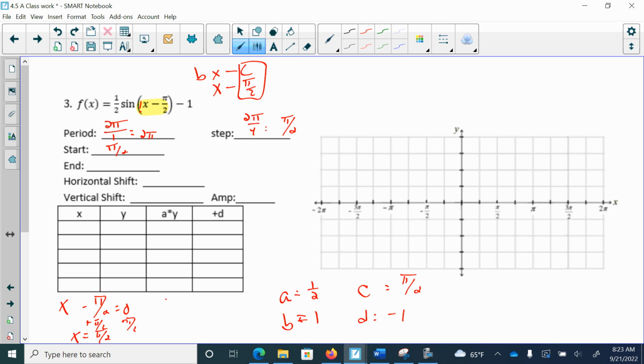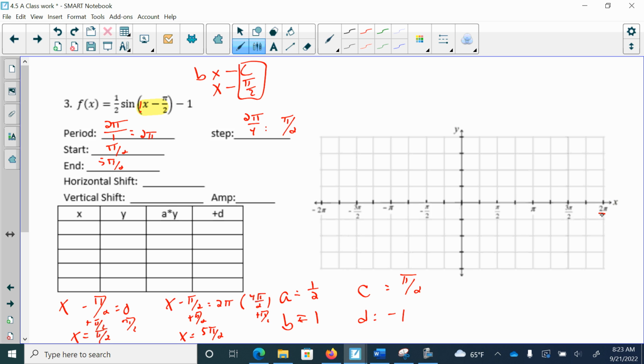To find my end, I take that x minus pi over 2 and I set that equal to 2 pi. But remember that 2 pi is 4 pi over 2, so I have that common denominator. Add pi over 2, add pi over 2, and I end up with x is equal to 5 pi over 2. And that's going to extend past my graph paper because my graph paper is at 2 pi, but I'm going to just leave that. I'm good with that.